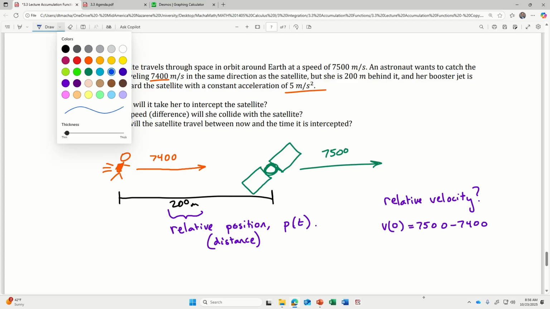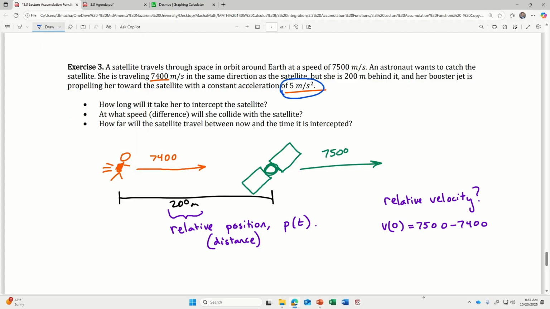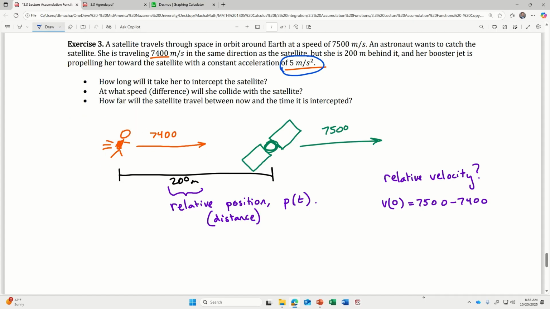right at the start, by which I mean acceleration. The satellite is not accelerating. The satellite is traveling at a constant speed, but she's accelerating, and the acceleration is -5. Let's see if that takes a little bit of explaining.